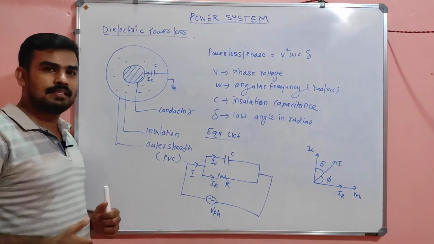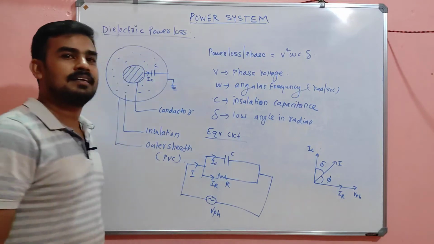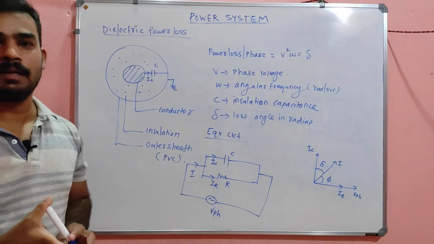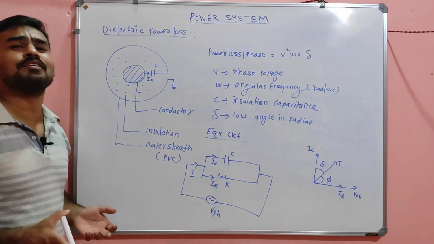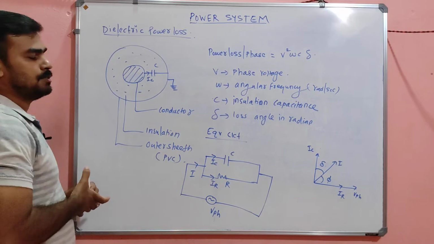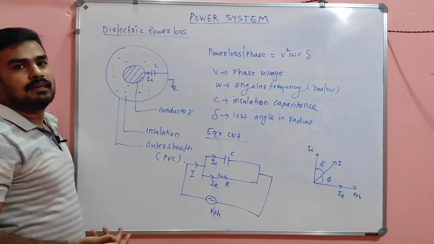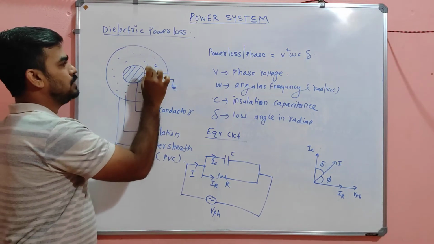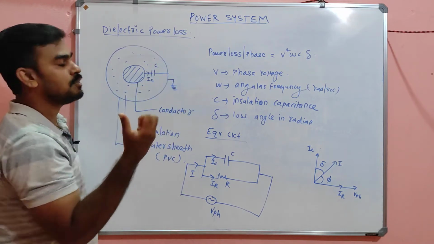The loss angle is nothing but the angle between the resultant current and the capacitive current, that is IC. This is IC, which is called the loss angle. There may be confusion, so I will explain once more. See how this capacitance arises, you already know this. I have already explained, this is nothing but the capacitance in between the conductor and the outer insulation.